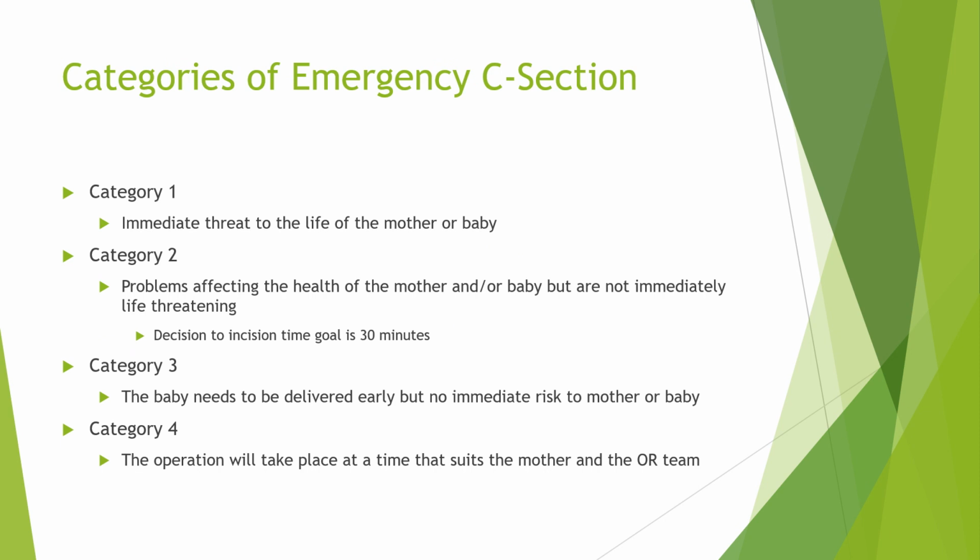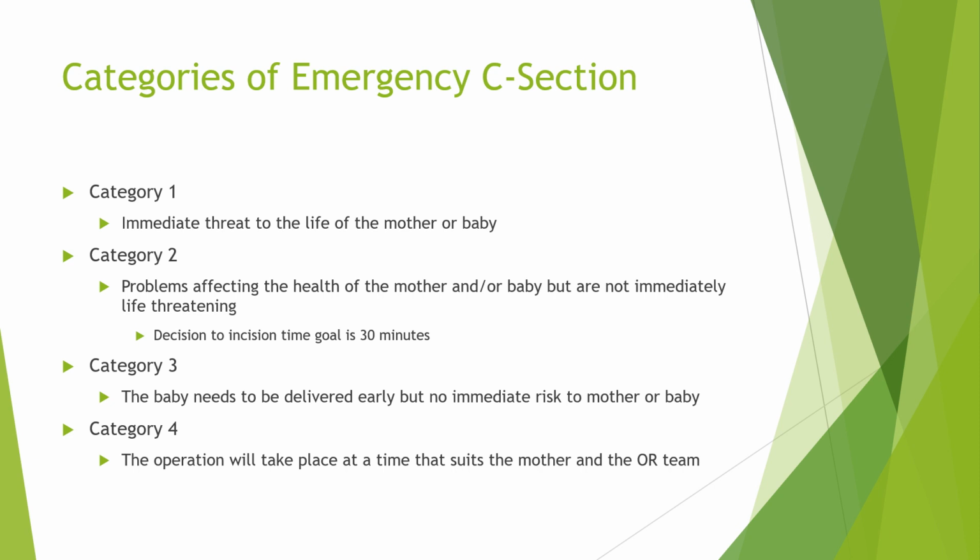Categories of emergent C-sections. There are 4 categories of emergent C-sections. Category 1 is a C-section that must be immediately done because there is a threat to the life of the mother or baby. Category 2 of emergent C-section involves problems affecting the health of the mother and/or baby but are not immediately life-threatening. The decision to incision time for Category 2 is about 30 minutes.